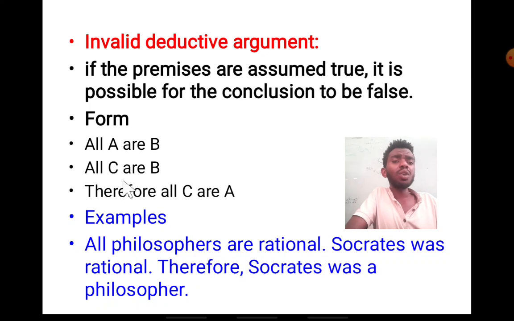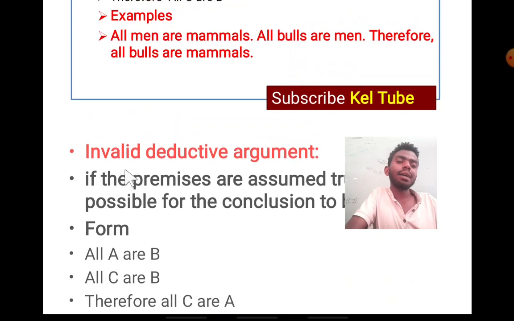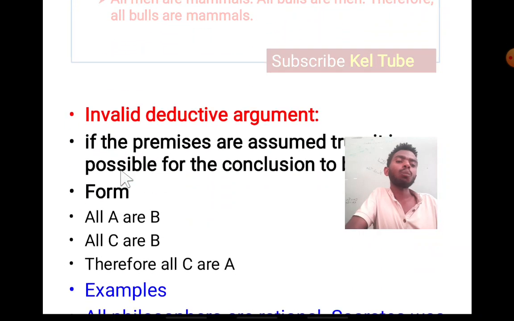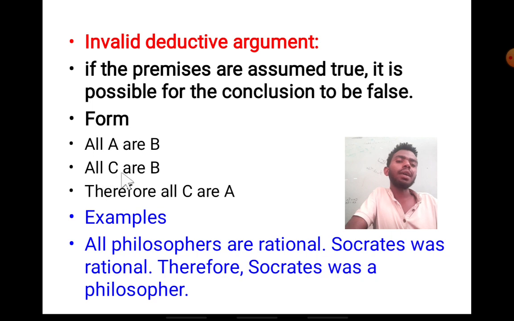All A are B, all C are B, therefore all C are A. Why is it an invalid deductive argument? Because their forms are different.